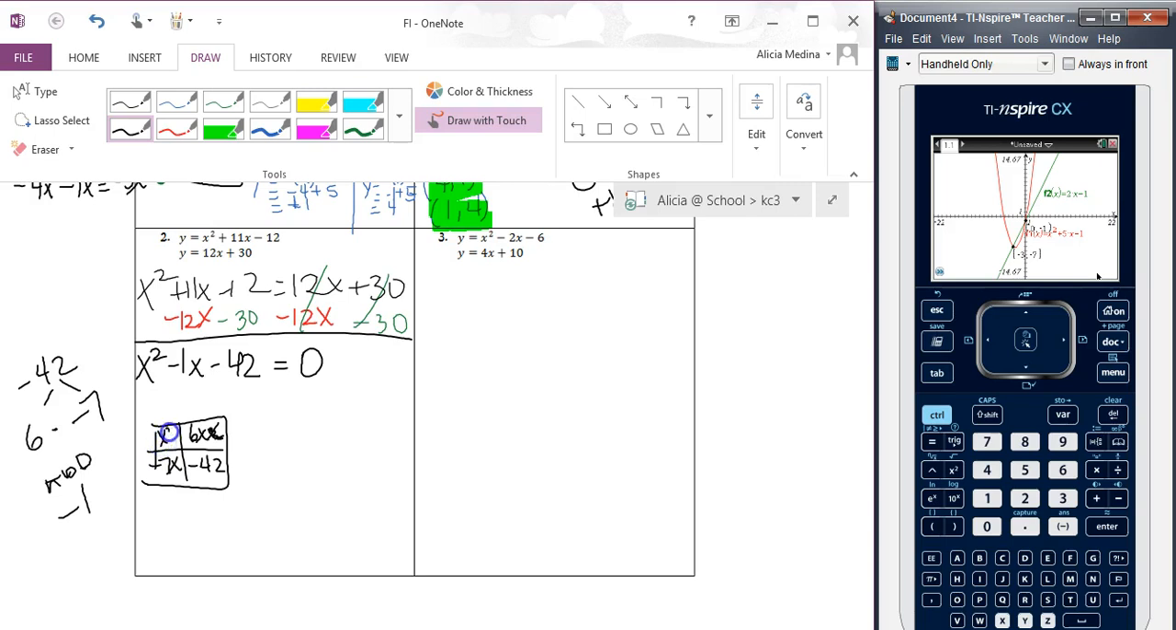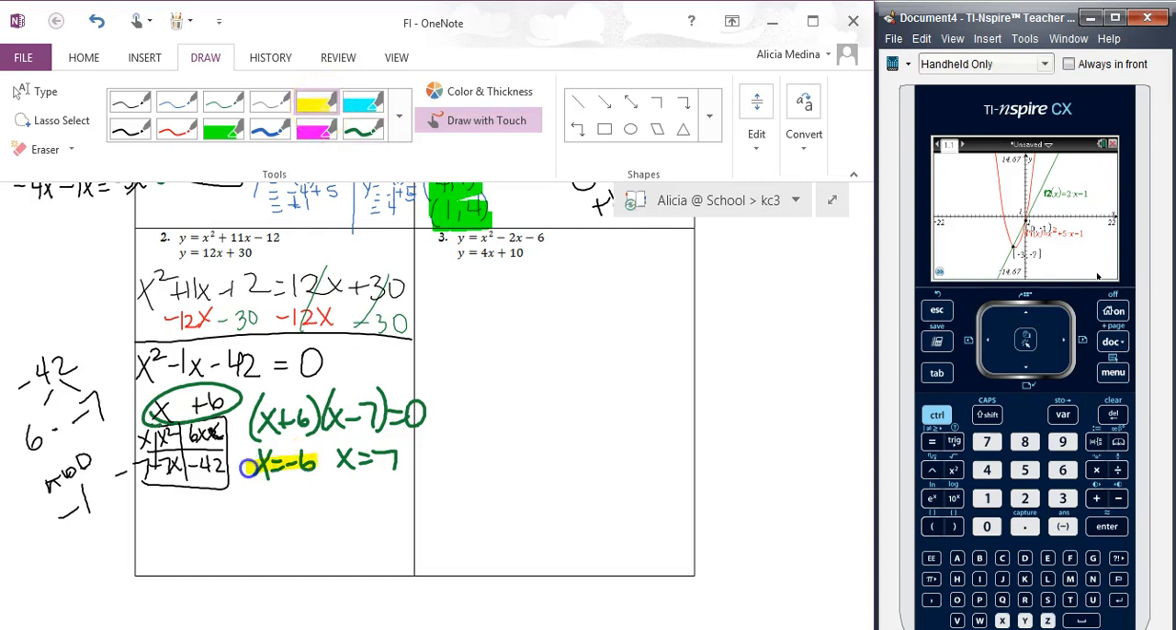This is going to be my x squared. So it's going to be x plus 6 and x minus 7. So my binomials are going to come x plus 6, x minus 7 equals 0. When I solve for each of these, x equals a negative 6, x equals a positive 7. But I'm not done because I have to go back and substitute into one of the equations. Does not matter which one.